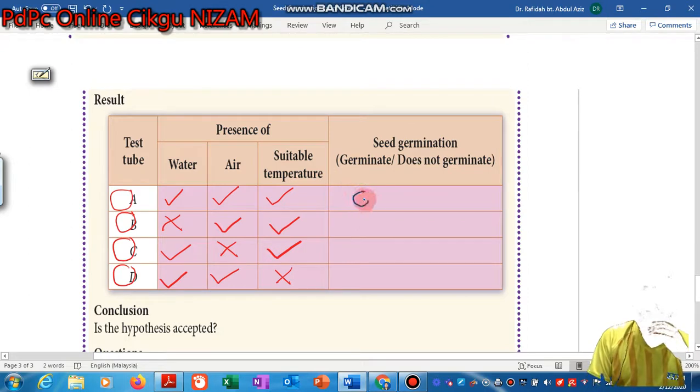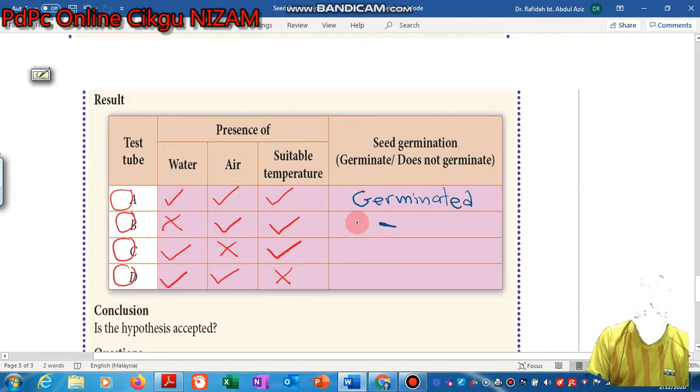Okay, in A the seed will germinate, okay, seed germinated, while in B, okay, does not germinate, and same with C and D, not germinated, and this one also not germinated.